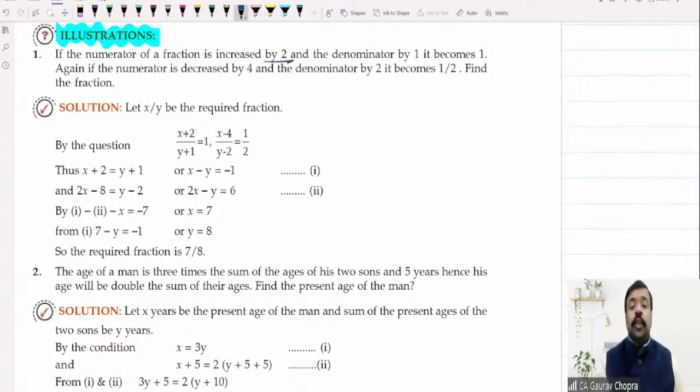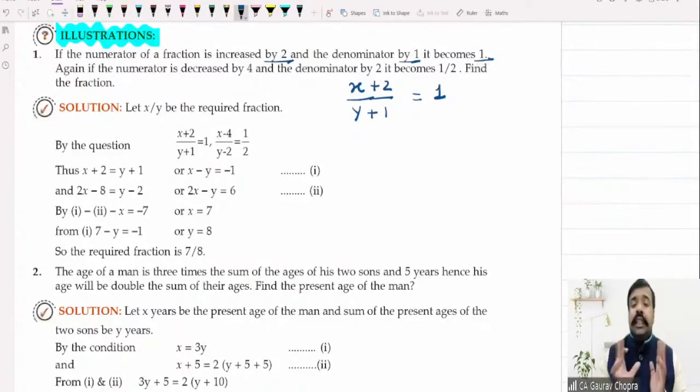And we are increasing the numerator by 2 and denominator by 1. And when we are increasing them, then the number is equal to 1. So what we can do, we can take the numerator as x and the denominator as y. So x upon y becomes the fraction. And when we are adding 2 in numerator and adding 1 in denominator, the result is equal to 1. So this becomes our first equation.